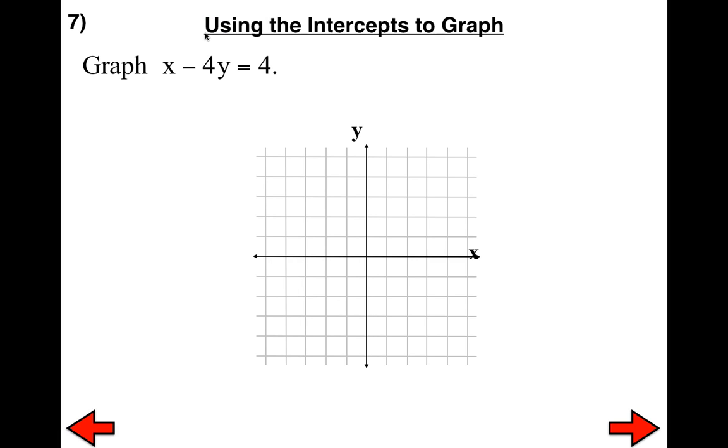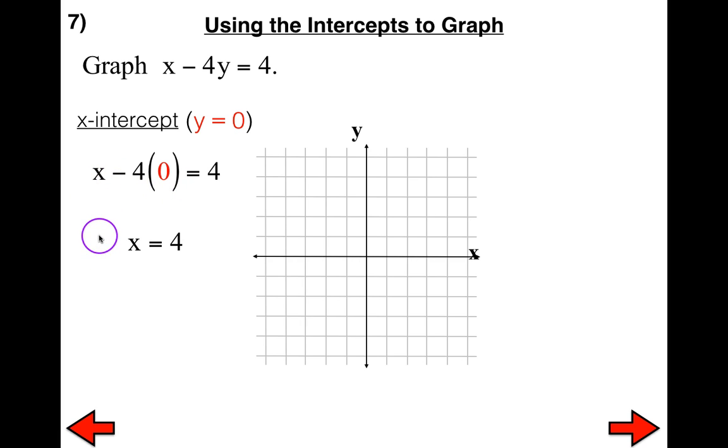Okay, so let's look at number 7. So here, again, we're going to do the same thing. We're going to find the x-intercept first by going ahead and setting y equal to 0. So let's do that. Here, you're just left with x equals 4. So this is actually the easiest one we've done yet. It kind of just gave it to you. So now that we have that, we're going to go ahead and plot that point for x equals 4, which is going to be here.